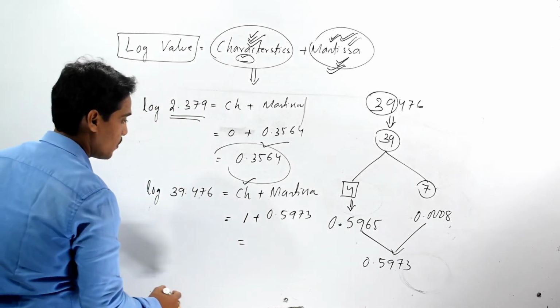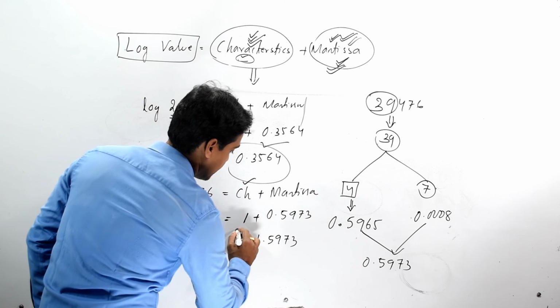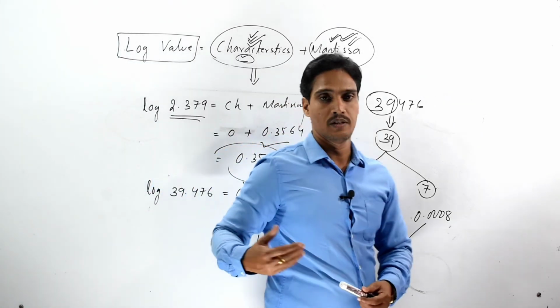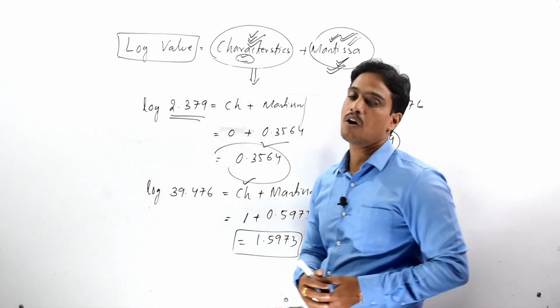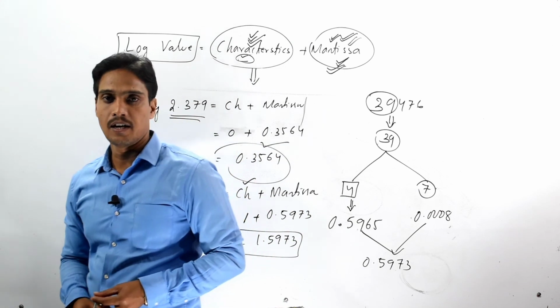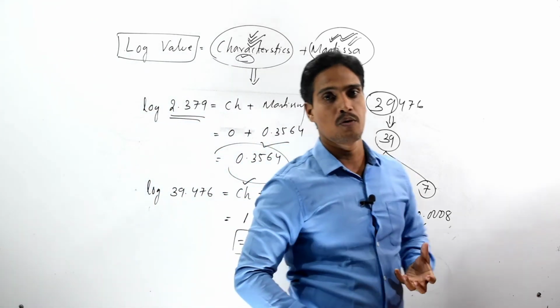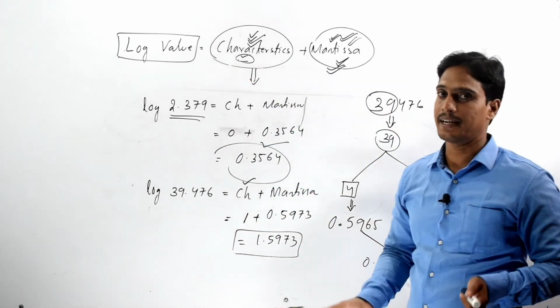So here log value should be calculated by adding the characteristics and Mantissa value, that is 0.5973. So our log value should be 1.5973. So we should follow the same procedure to find out log value of different numbers. So these are all about our computation of log value by using the characteristics and Mantissa.